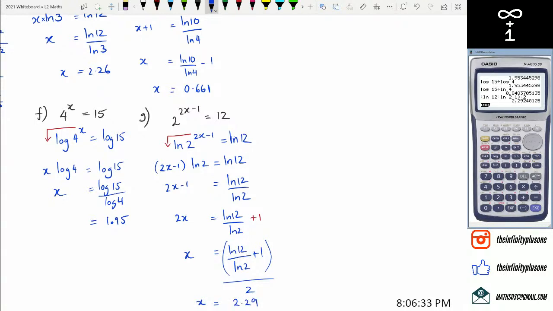Hey, no, that's all right, Blessed. That's the whole point of you having that graphics calculator to check the answer. And I'm going to show you guys how to do it in the graphics calculator as well. So go into equation, go into solver, delete the old equation. And what's my new equation? I've got 2 to the power of 2x minus 1, and that equals, shift decimal point, 12. Click on enter and make sure you click on solve. And there we go. We got 2.29 as our answer.